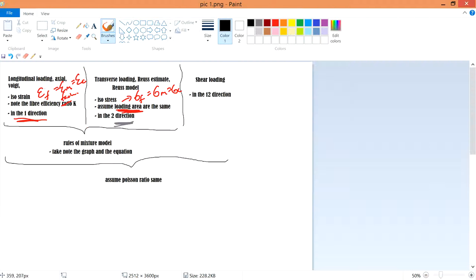In the previous video we talked about the summarized form of all our loadings: the longitudinal, transverse and shear loading. We also said there is a rule of mixture model, if you still remember. And for all the loadings, we assume that the Poisson ratio of the material is the same, and we're going to discuss this in this video.